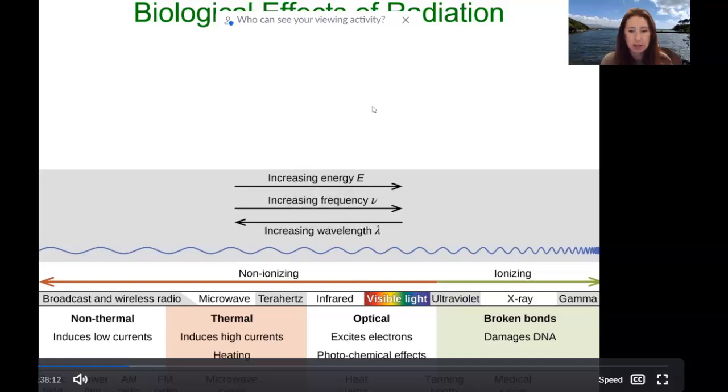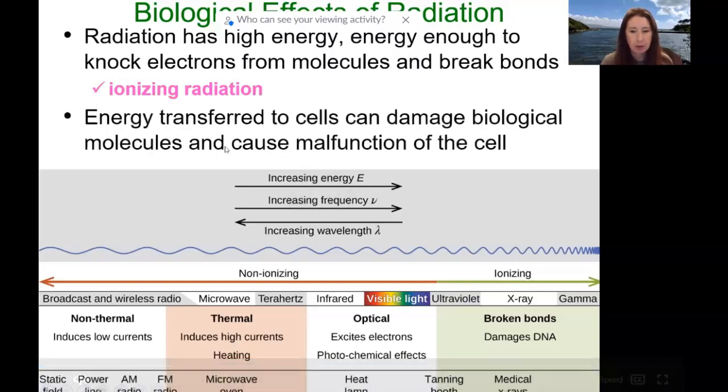So we've talked a lot about radiation, specifically concentrating on the biological effects and what we use radiation for, both biological and non-biological. So just a real quick review, ionizing radiation.